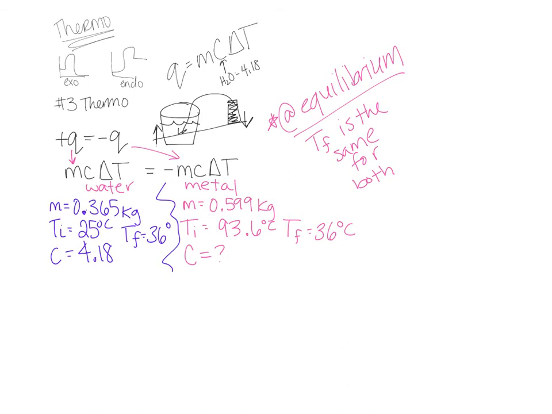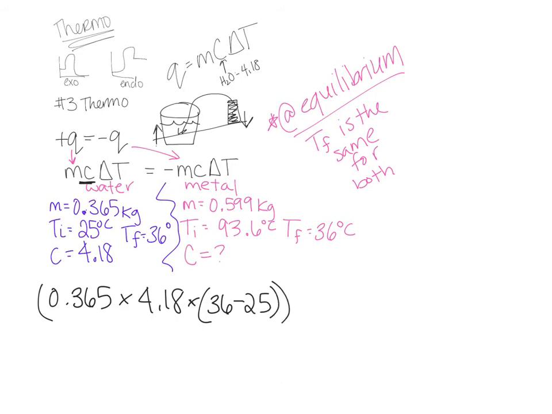All right, so when we go to solve for this, we're just going to plug things in. It's going to look messy at first, but all you're going to do is simplify both sides, and you'll have a number, equal sign, number, letter. That's it, and it's going to be great, okay? It'll look really easy. So we're going to put 0.365. I'm going to multiply it by C, 4.18. Multiply it by 36 minus 25, right? Temperature final minus initial, what we did the other day. Equal to, we're going to put a negative at the beginning of the metal because it loses its heat, right?